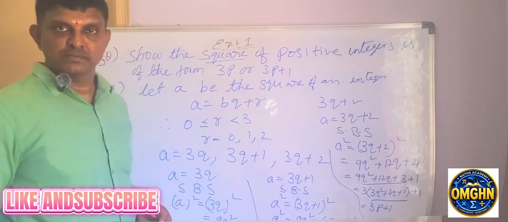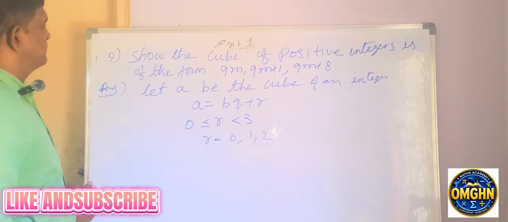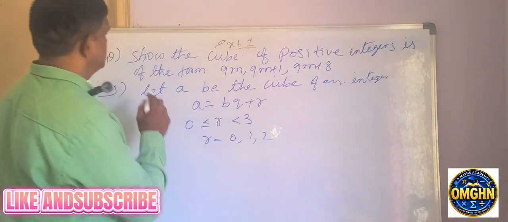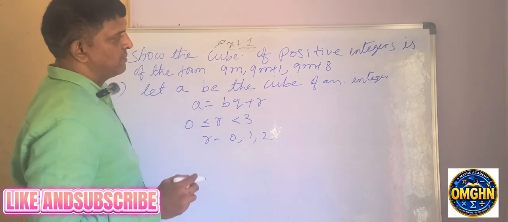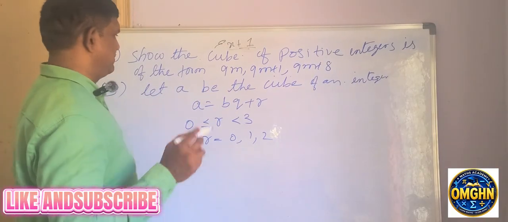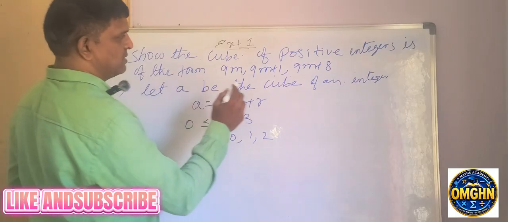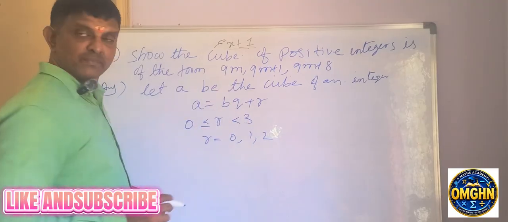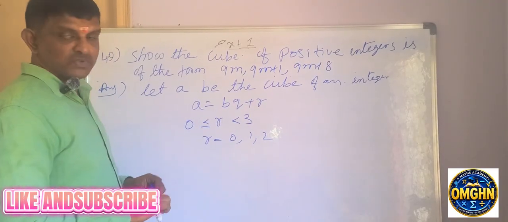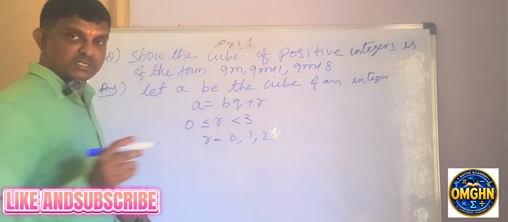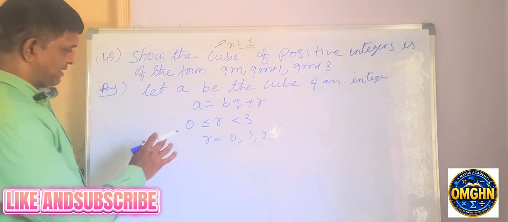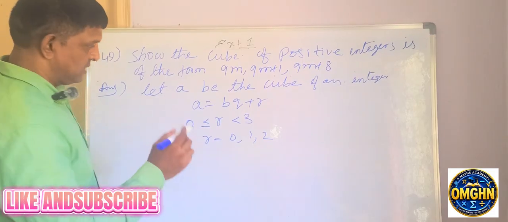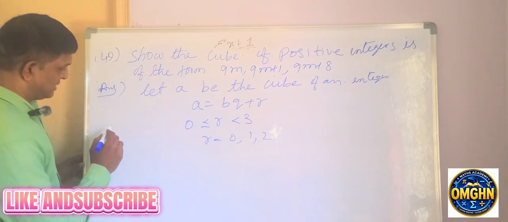Okay students? Now students, the next question. Fourth question. Show the cube of the positive integer is in the form of 9m, 9m plus 1, 9m plus 8. This is also the same sum. Let a be the cube of an integer. Same formula. It should be less than 3. So our values we have to take as 3. Before the sums also we have to do directly, but we have to write as case 1, case 2, case 3. In this sum we will deal with the case 1.